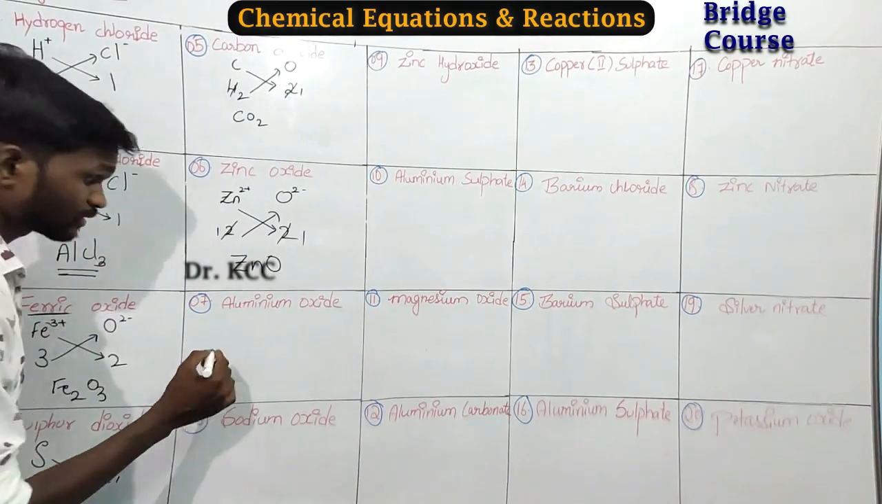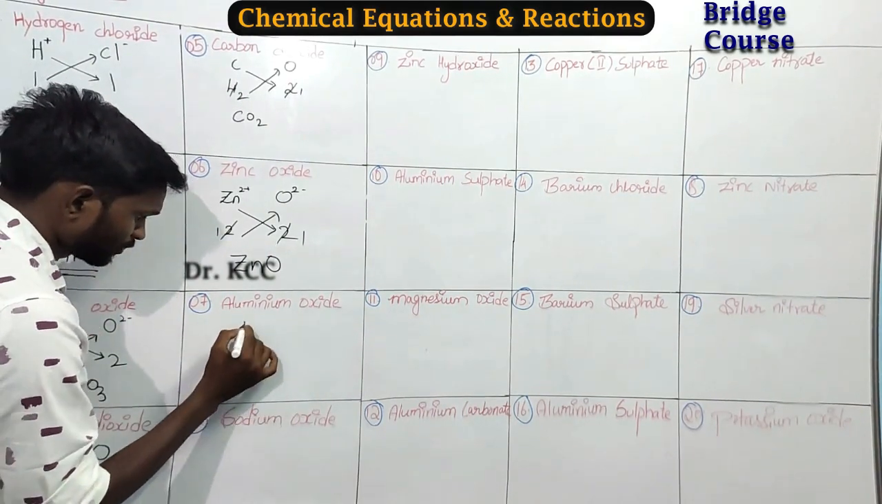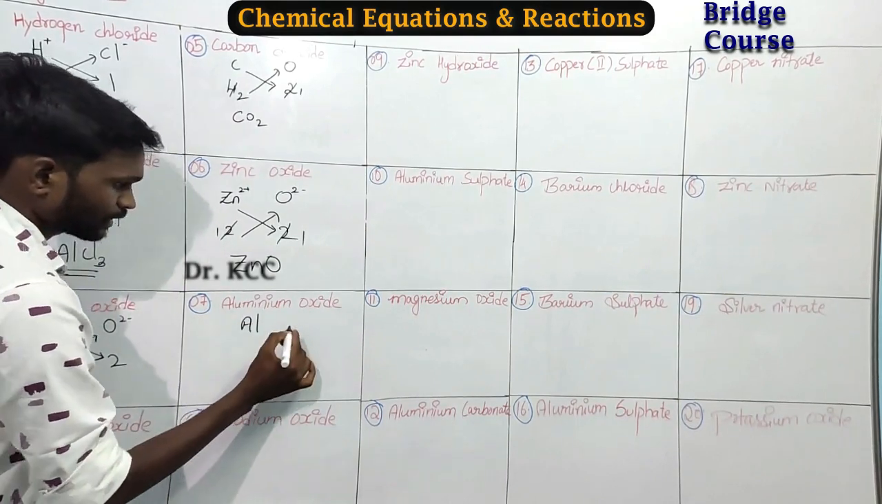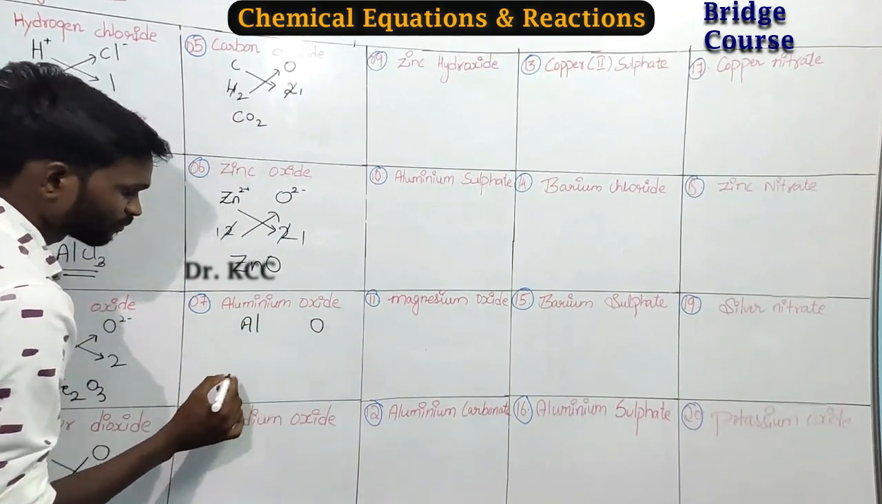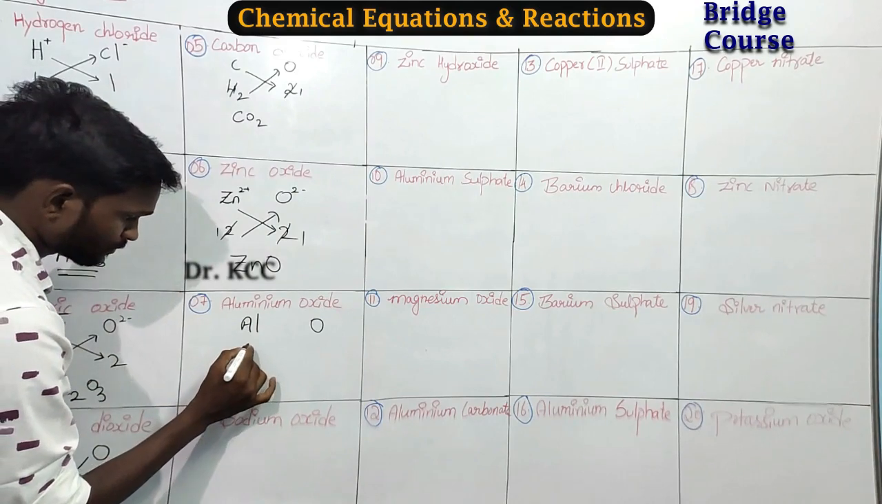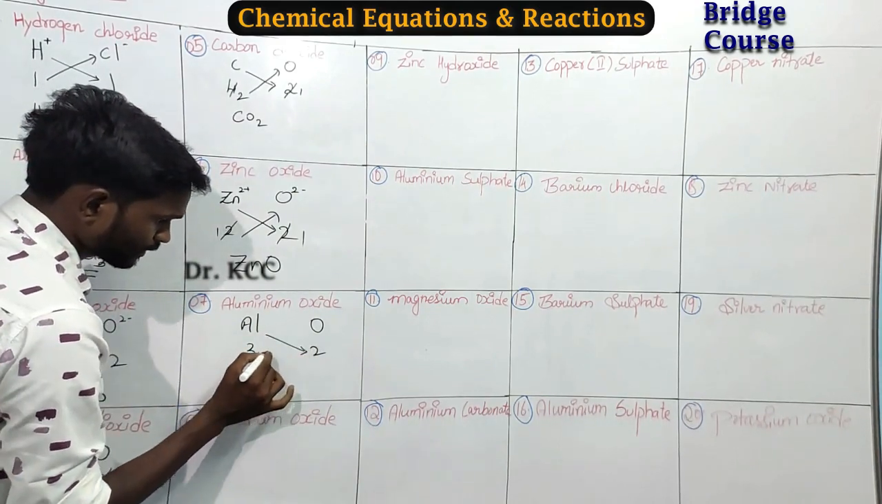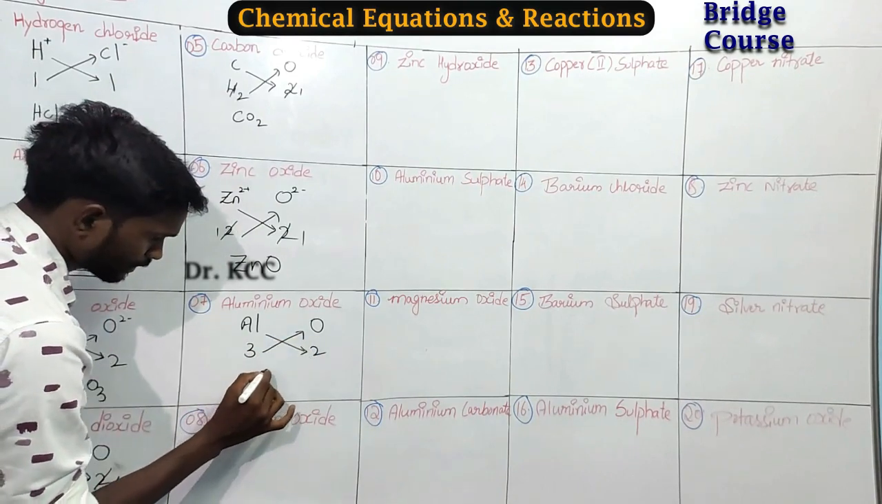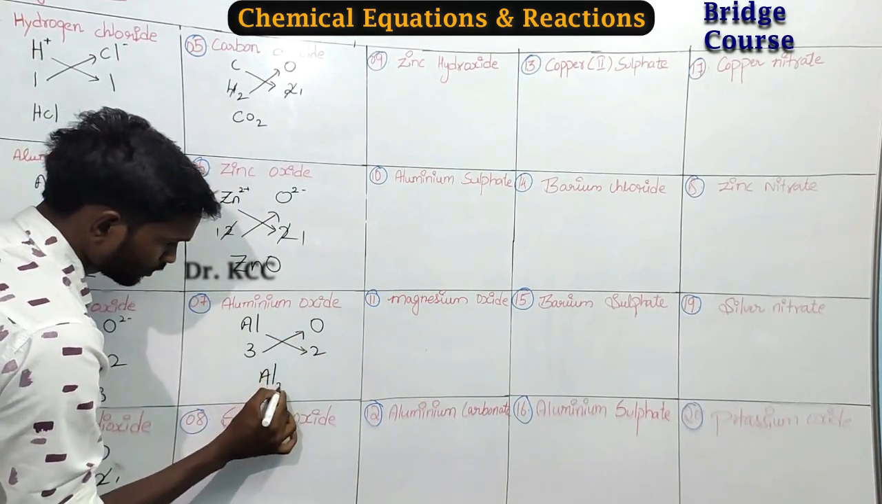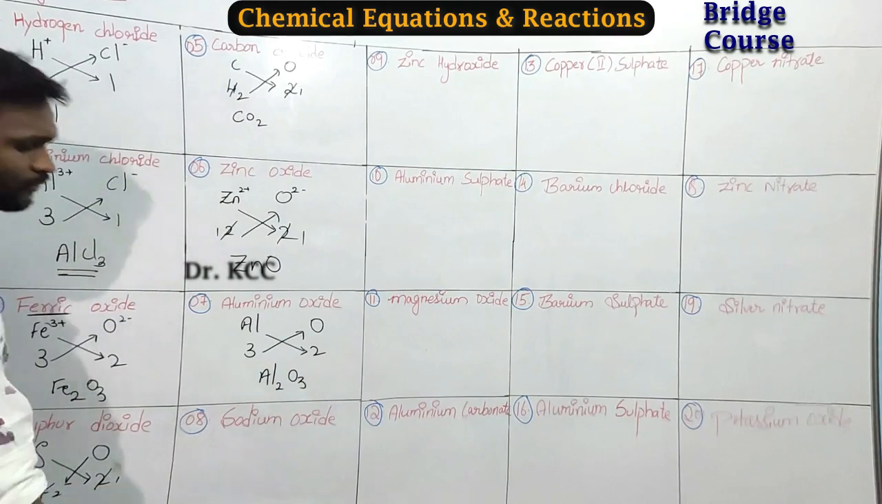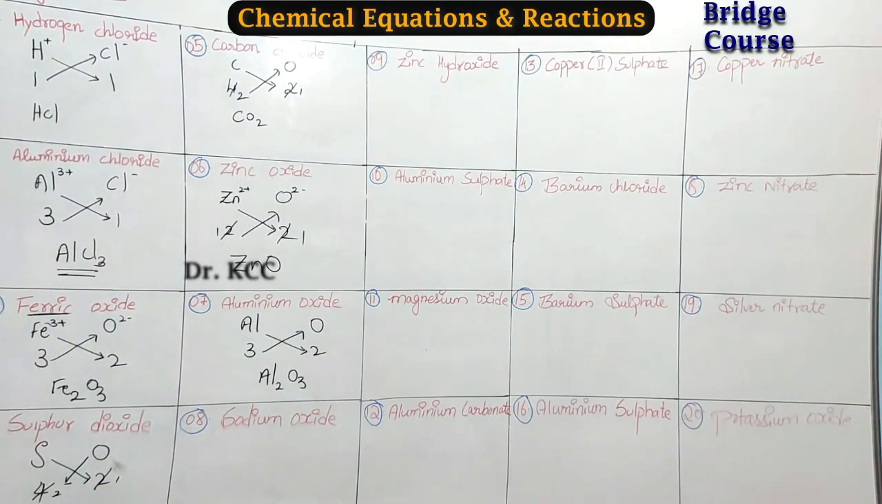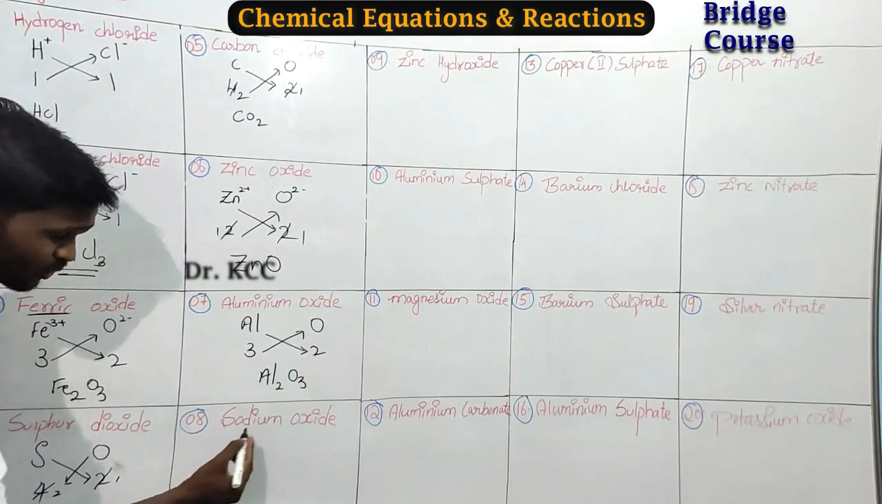Clear? Next, aluminium oxide. You know the symbol for aluminium is Al. Oxygen is O. How many valence electrons does aluminium have? 3. Oxygen is 2. Now cross multiply. Yes, you will get Al2O3. This is the formula for aluminium oxide.